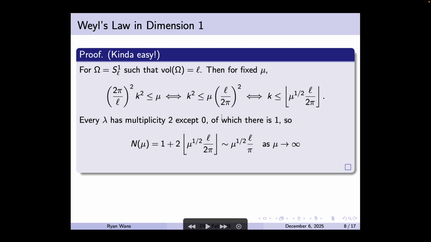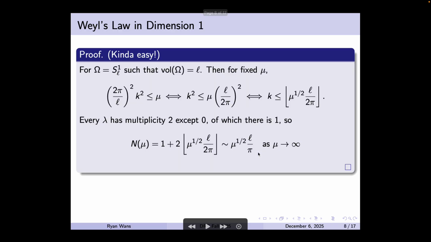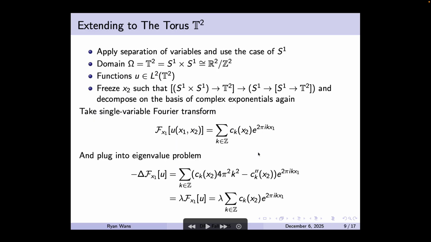We know every eigenvalue has multiplicity 2 except for 0, which is 1, so we just express it as this. And of course, the asymptotic is mu to the 1/2 times L over pi, and the generalization was this. So, okay, now on to some more interesting stuff, which is extending to the case of the torus.